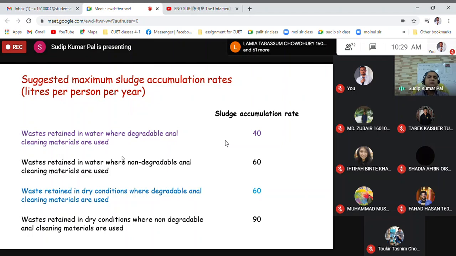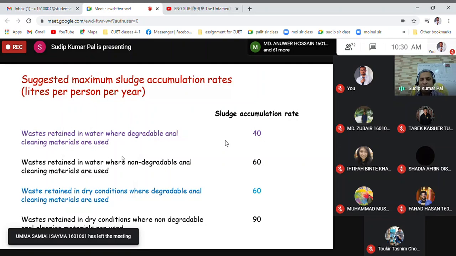And this is basically some of the suggested maximum sludge accumulation rate, liters per person per year. So this is yearly basis, remember, it's not daily basis. So these are the table. Sometimes we give in the exam, sometimes we do not give, but it is easy to remember. As you can see, there are three figures here basically. So 40, 60, 90. What are the criteria?